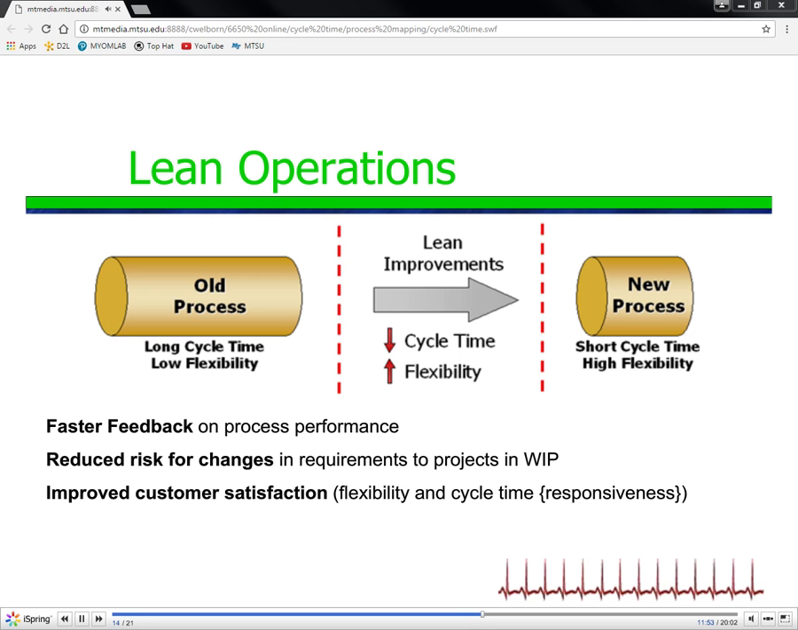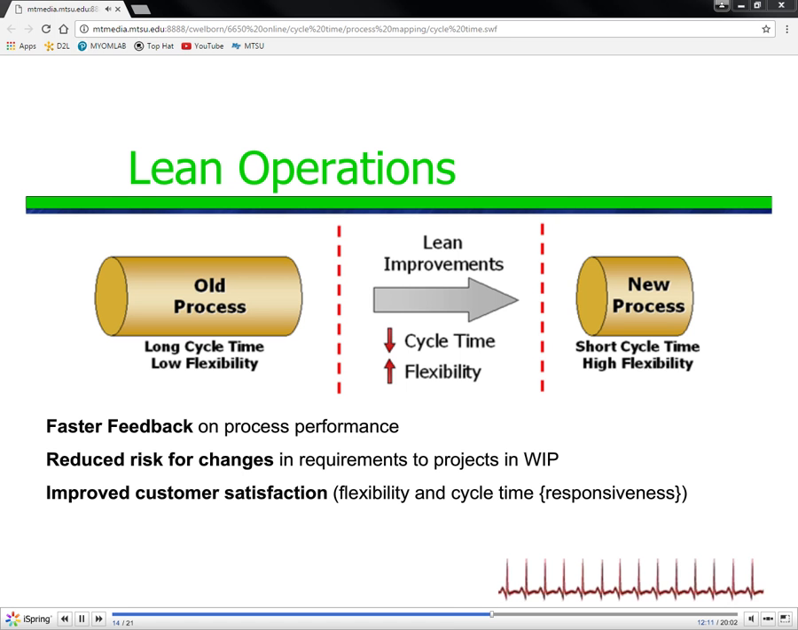So this new process with less WIP gives us a short cycle time. One thing that does for us is it gives us faster feedback. So, I start a job here in the current process, and if I have a long cycle time, I don't know how that job turns out until the end, until a long cycle time.